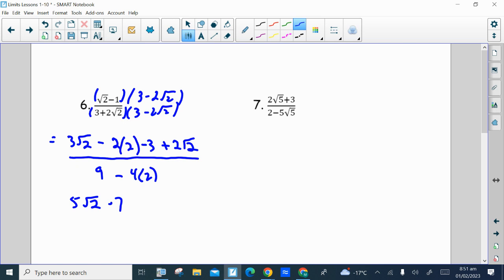And like we've been doing, you can always use your calculator to check to make sure the expression that you ended up with is the same as what you started with.